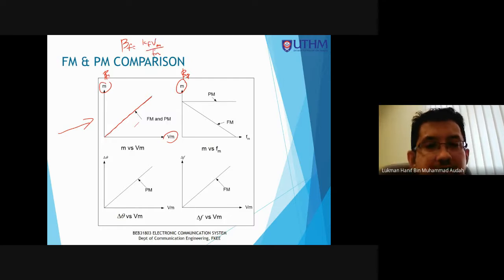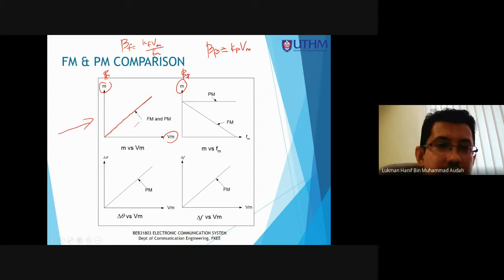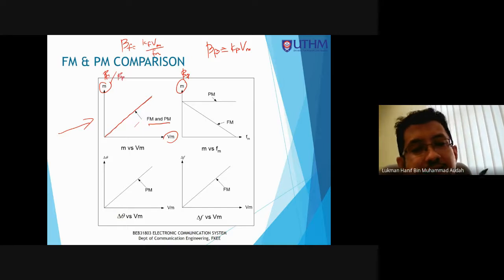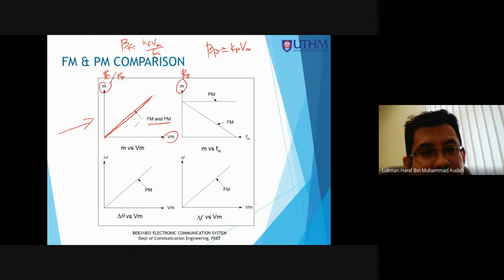over FM. While beta P is equal to KP VM. So if you see, sama juga kalau you lihat untuk PM, dia punya modulation index juga akan bertambah. So ini sebenarnya beta F dan ataupun beta P. Maknanya modulation index berkadar terus dengan perubahan voltage modulating signal.